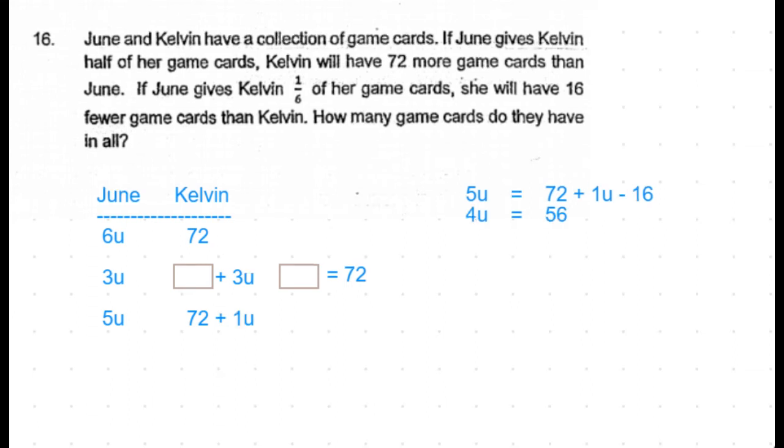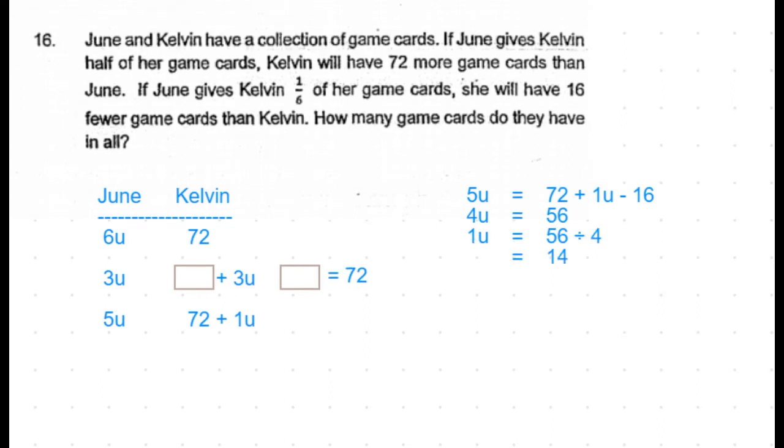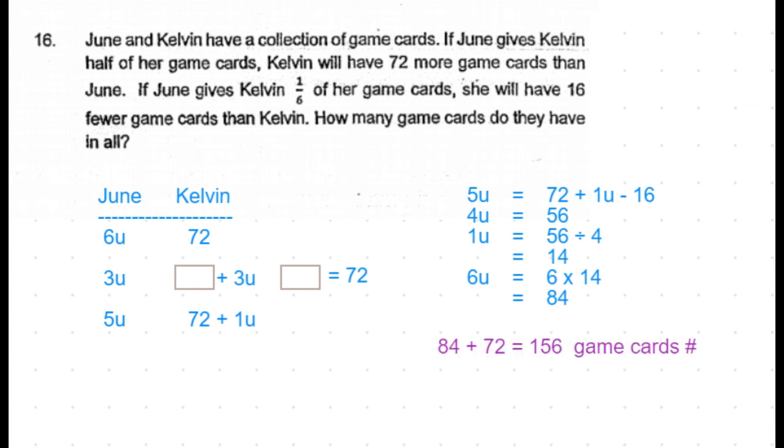From there we get 4 units is equal to 72 minus 16, which is 56. So we get the value of 1 unit to be equal to 14 game cards. Originally June has 6 units, which is 6 times 14, equal to 84 game cards. The question is how many game cards do they have in all? Kelvin has 72 and June has 84. So that's a total of 156 game cards. So that's the answer to this easy scoring 5 mark question.